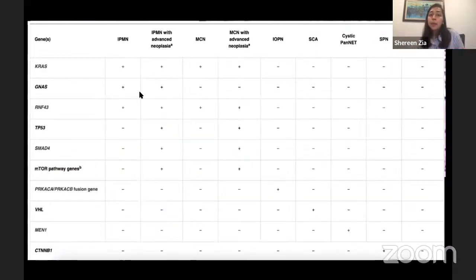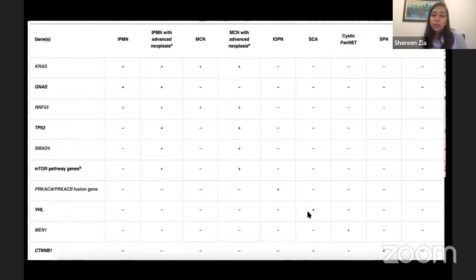So this table has been put up just to show you the different molecular alterations that are seen in different cystic lesions. IPMN usually shows KRAS, GNAS, and RNF43 mutations. If IPMN is associated with advanced neoplasia, then there can be TP53, SMAD4, or mTOR pathway alterations. Mucinous cystic neoplasm does not have GNAS-associated alterations. They are more associated with KRAS and RNF43 alterations. Then IOPN, like we mentioned before, has PRKACA and PRKACB fusion genes.